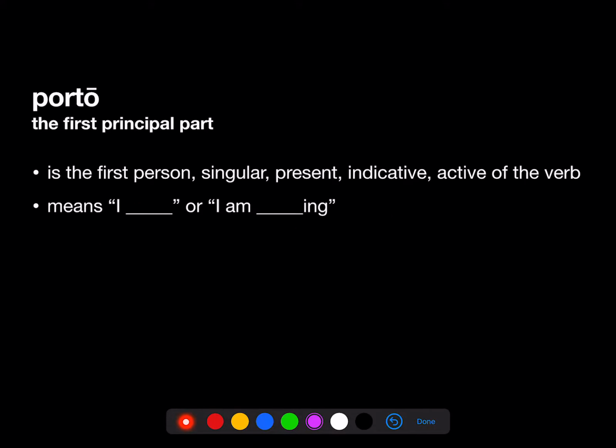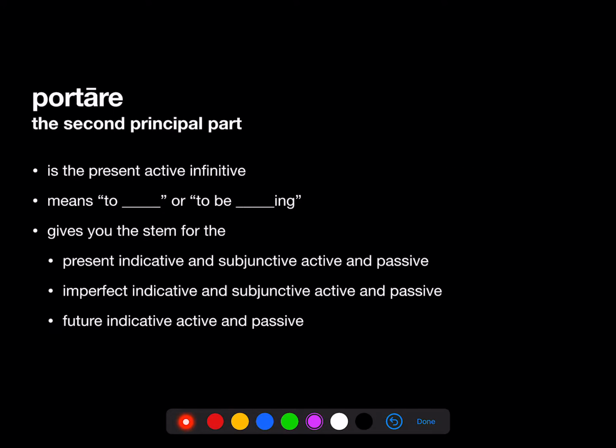First, the first principal part. The first principal part is the first person singular present indicative active of the verb, and it means I blank or I am blanking. So porto means I carry or I am carrying. The second principal part is the present active infinitive, so it means to blank or to be blanking. So portare means to carry or to be carrying.